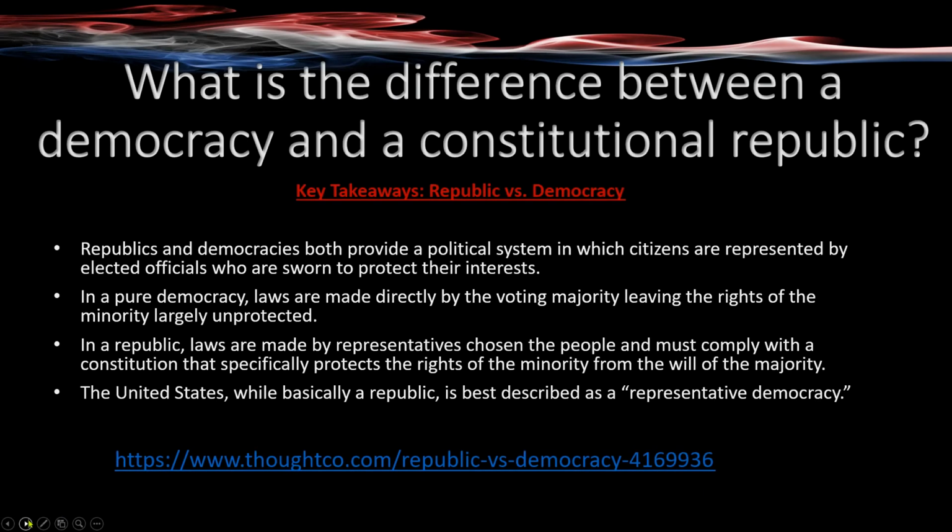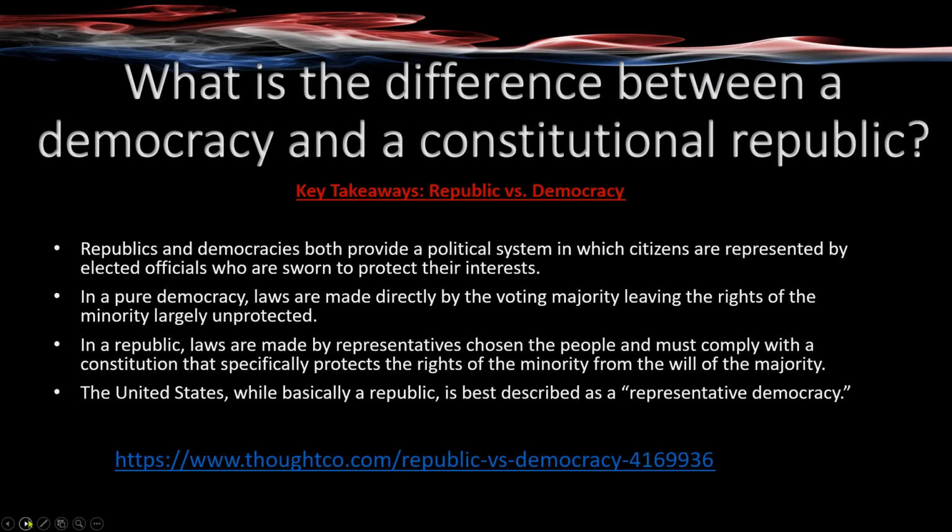So, what are the differences between a democracy and a constitutional republic? I took these bullet points directly from this link that I put on the bottom of the slide. Some main takeaways: republics and democracies both provide a political system in which citizens are represented by elected officials who are sworn to protect their interests. In a pure democracy, laws are made directly by the voting majority, leaving the rights of the minority largely unprotected.